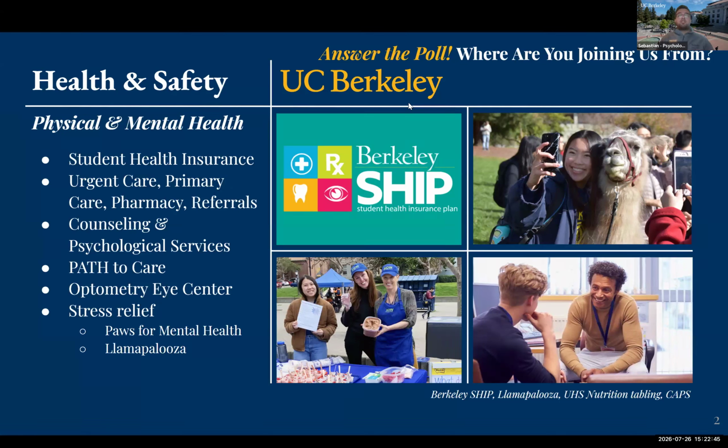So first, I want to talk about our student health insurance plan, because if you are enrolled in Berkeley, you are automatically signed up for it, which you are able to waive if you have health insurance that will cover you out here. But whether you are on your own personal insurance plan or on the student health insurance plan, you are able to get many health services on campus completely for free as a student, including urgent care, primary care, pharmacy, and referrals, things like that, including counseling and psychological services, also known as CAPS.